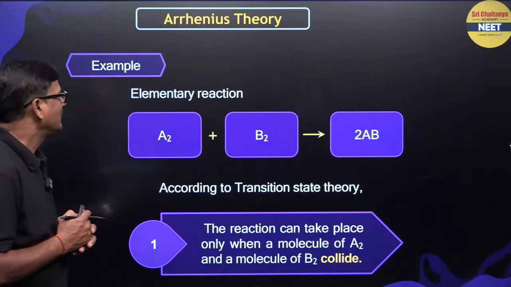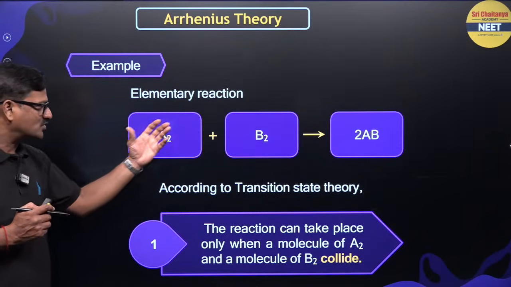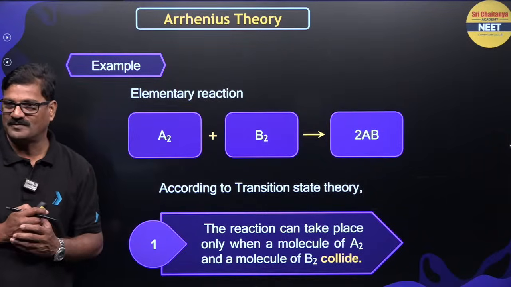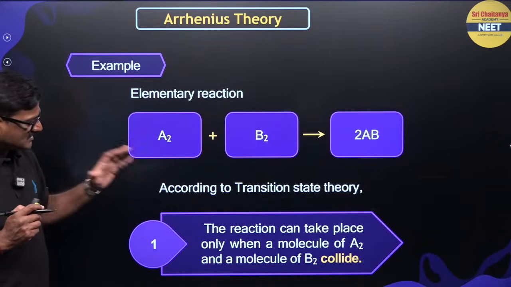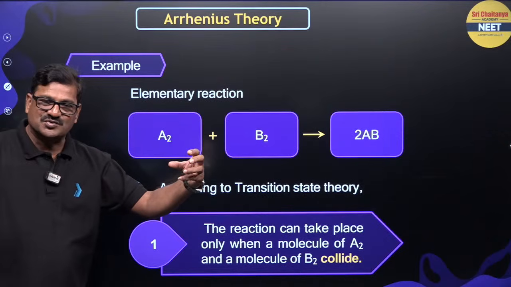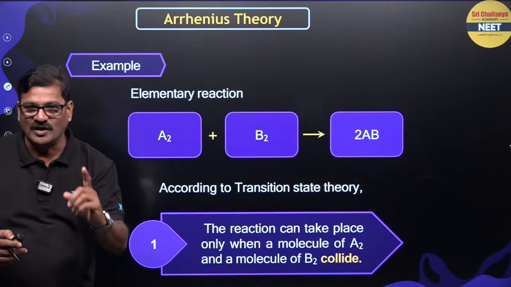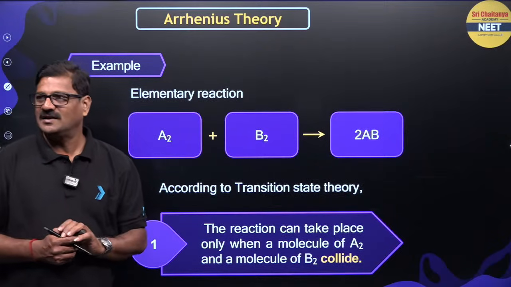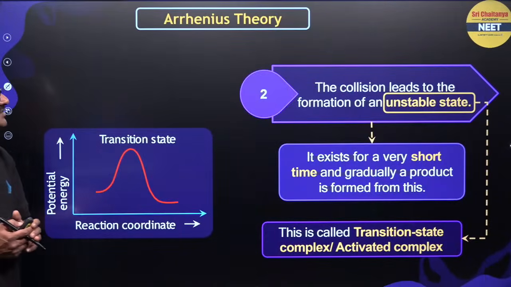Let us see here. So an elementary reaction for Arrhenius theory: A2 + B2 gives us 2AB. Dear children, you can see according to transition state theory the reaction can take place between these two molecules when a proper collision takes place, है ना? ये proper collision होता है क्या? So that is given as the collision theory.